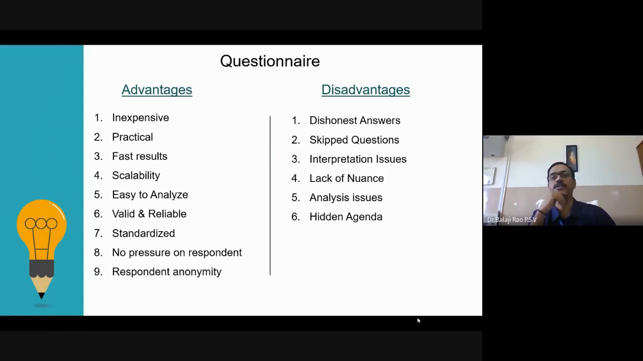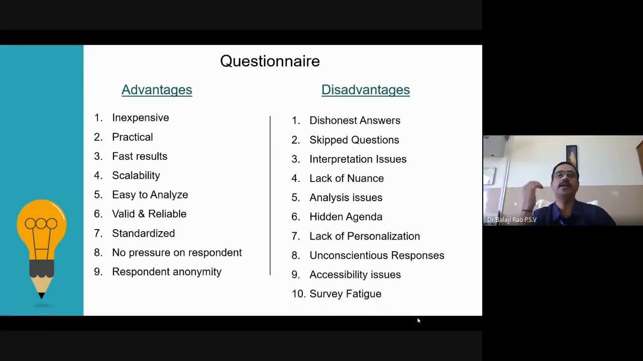And then the hidden agenda: what is the hidden agenda behind the respondent answering will not be clearly known, as the impact of face-to-face interaction is lacking. See, when we write, it is different, but when I interact directly, I can understand whether the respondent is honest in giving answers or responding to the questions. So that's a big limitation of questionnaire instruments, and there is also lack of personalization.